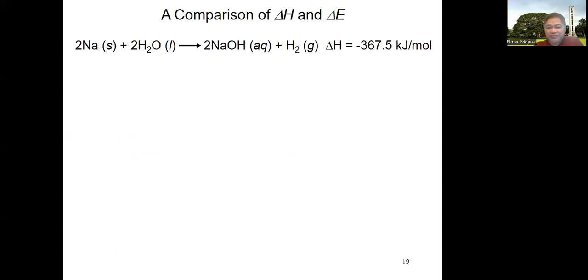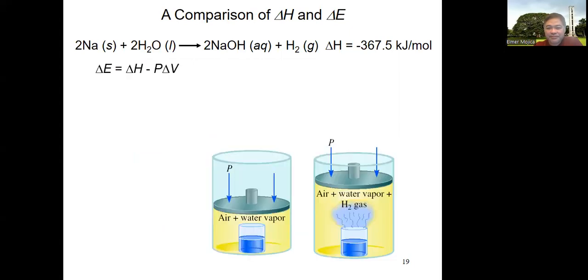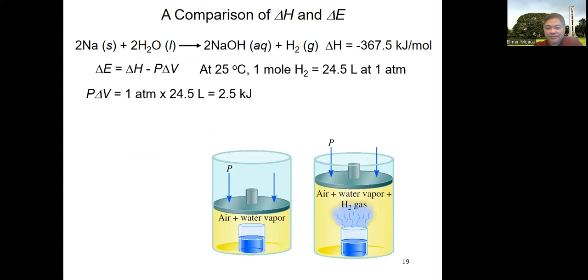Questions so far? So how can we differentiate the delta H and the delta E? Okay, my question? Yeah. Either you ask it or you type it.